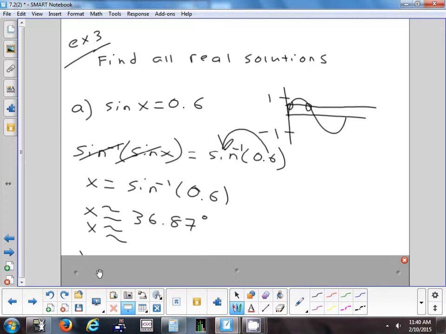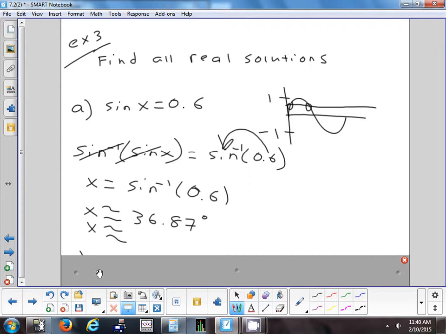Okay, now here's where we have to remember that diagram and how to find the second answer. We're dealing with sine. We're trying to find where the sine is equal to a positive value. 36 degrees is in quadrant 1. What was the other quadrant where sine comes out positive? 2, 3, or 4? Kelsey? 2.